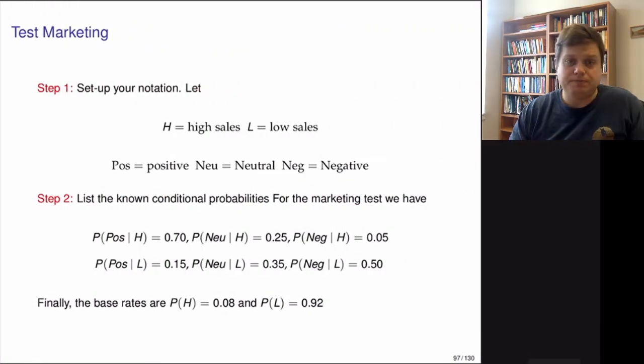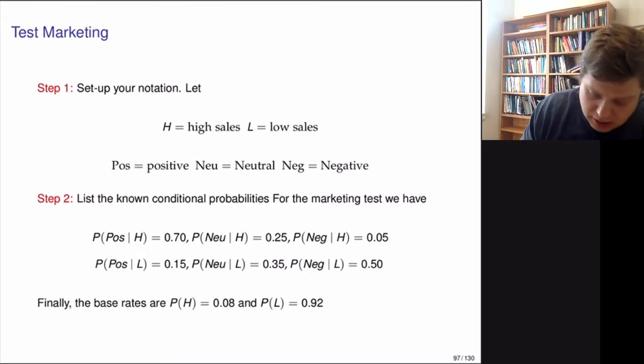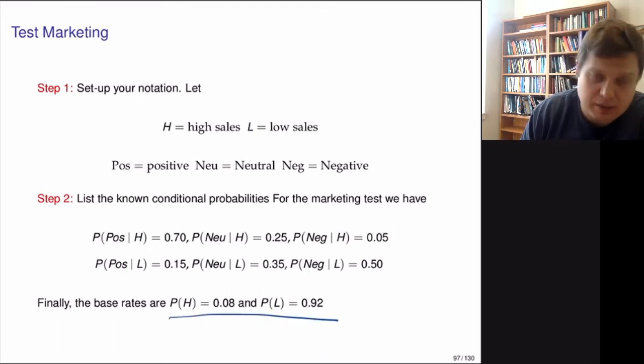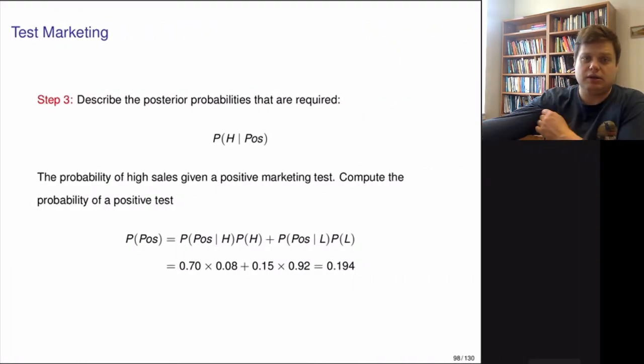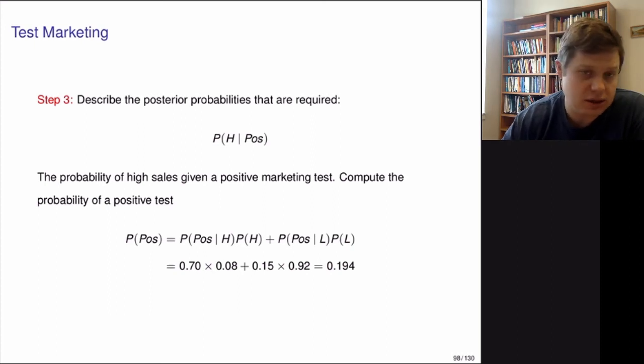Okay, so we did set up the problem already: high sales, low sales, positive, negative, and neutral reactions. We were given certain conditional probabilities, and we were given the priors about the high and low sales. And now let's apply the Bayes rule to calculate the quantity that we're interested in. So we're interested in the posterior probability that the product will have high sales. Let's say the reaction of the focus group was positive.